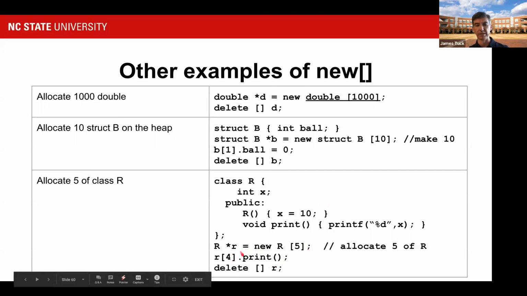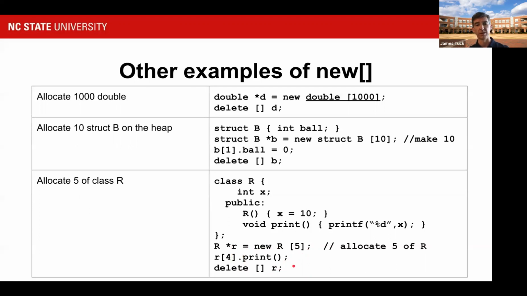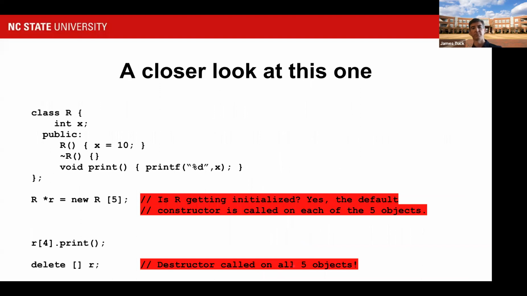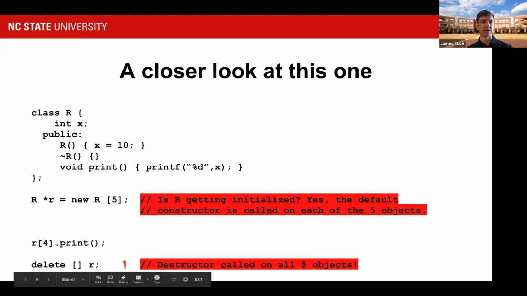Okay, and then when I want to delete this array later, again, I say delete array R. And they all get deallocated, and the destructor will be called on each one. Right, and this just reiterates this fact. When I call this new R array of size 5, the constructor in this object gets called on each one of these objects that's getting created. And likewise, when I delete it, the destructor is called on all 5 objects as well.